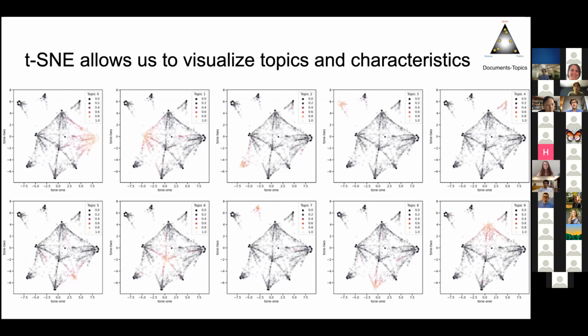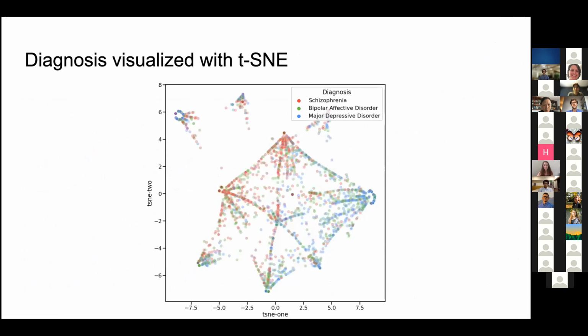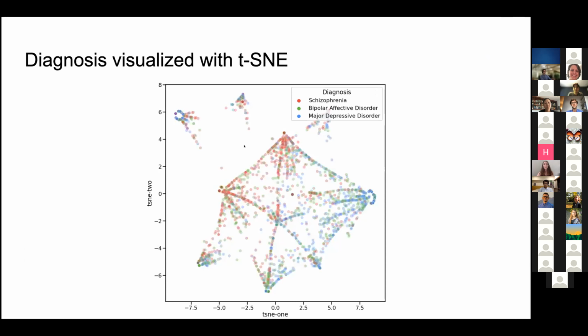In this t-SNE, each point represents a note, and they are clustered based on topic weights. We can also color each note by characteristics such as patient age, sex, and diagnosis. We can note, for instance, how there's a male-heavy area of the model here in blue, where we also see a lot more schizophrenia patients in red. Green corresponds to bipolar and blue to depression as well.